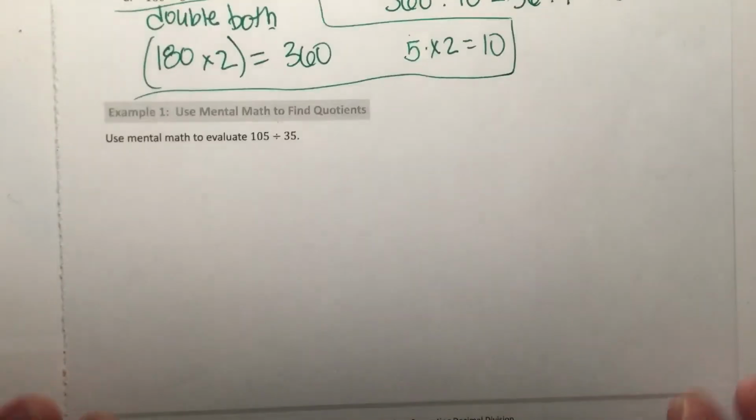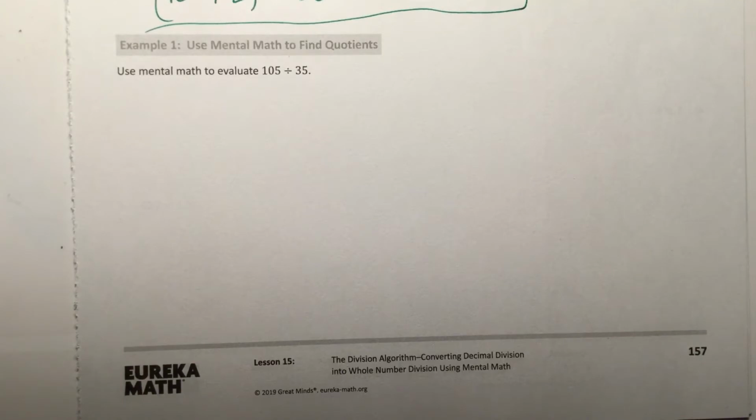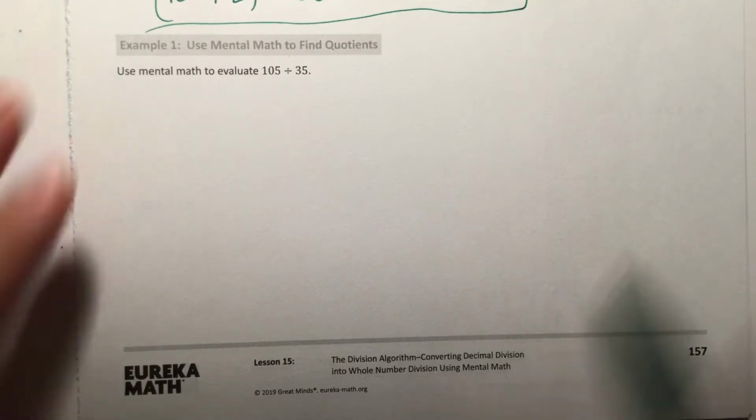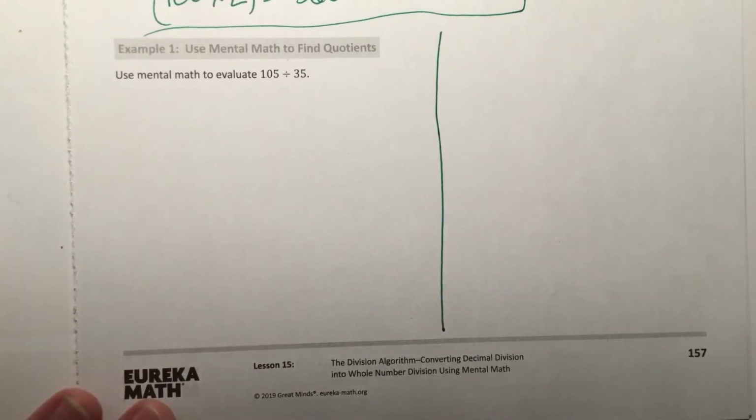And then we're going to move on. We're going to use our mental math to solve 105 divided by 35. Holy cow. I don't even know where to start with that. Okay, so let's think of it this way. Let's think about a different problem, one that we know.